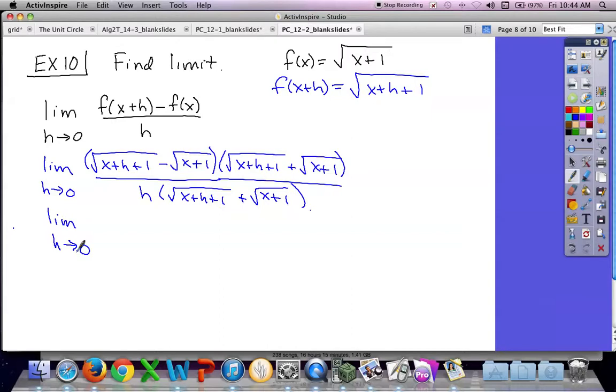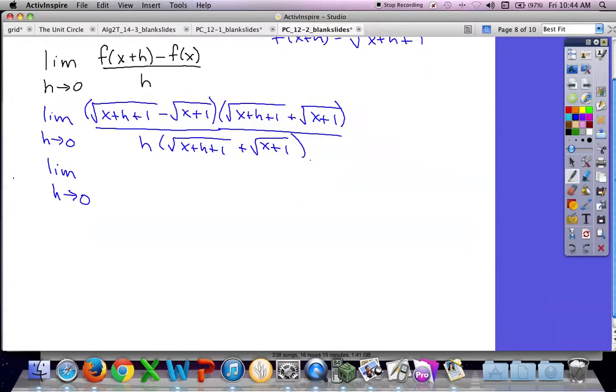Okay, in the numerator, again, we have to FOIL that out, but in the end, the middle terms are going to cancel, so we could skip that step. What do I get when I multiply the first terms? I'm going to get x plus h plus 1. Okay, then I'm going to subtract. It'll be minus the square root of x plus 1 times the square root of x plus 1, which will be minus x plus 1.